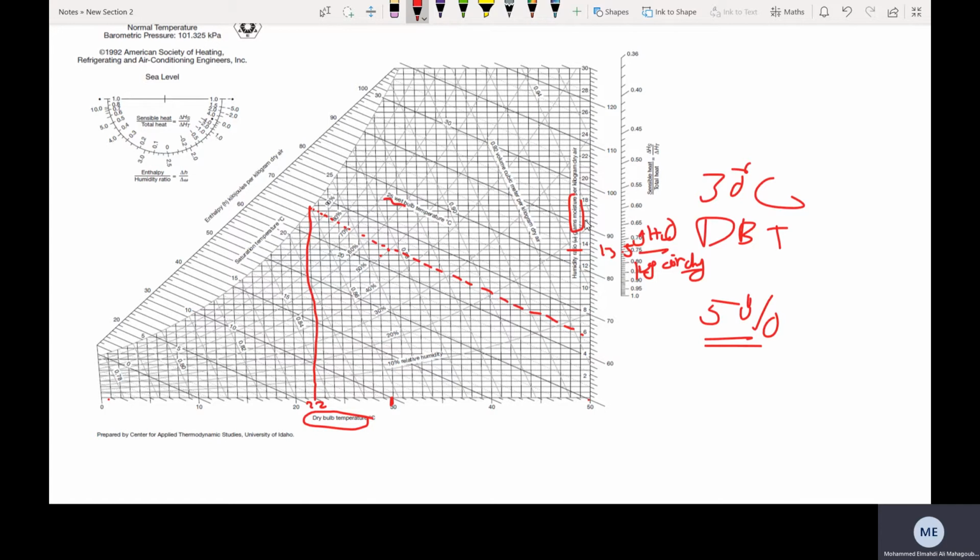Now we got the dry bulb, we have the humidity ratio. What else is left? There is also another property you can get, which is the dew point temperature.